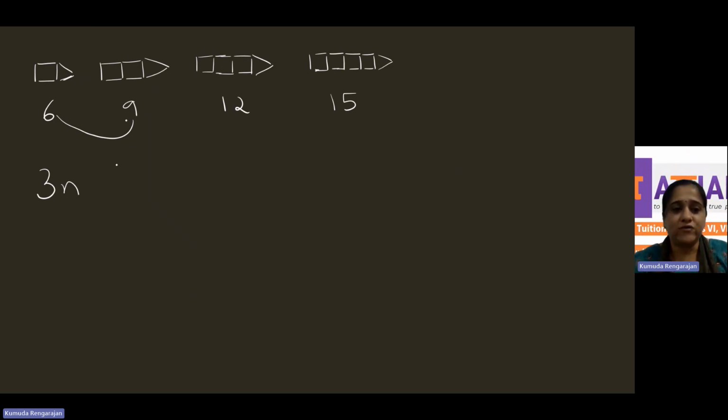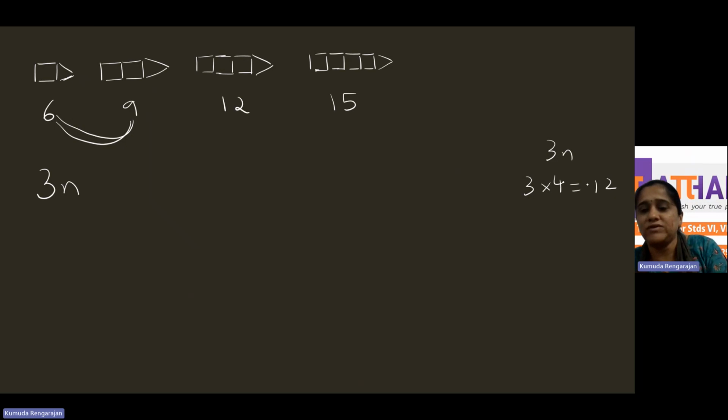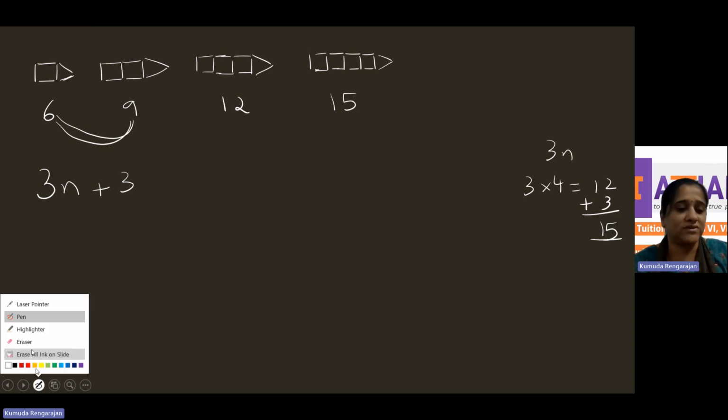Now, I said the difference is 3. Is that understood? Then 3n. Now you're taking n as what? Do that in the rough column. 3n. You're taking n as 4, right? So 3 into 4. What are you getting? 12. But what answer should you get? 15. So 12 plus what is 15? Plus 3 is 15. So then what is the rule? 3n plus 3 is the rule. That's all. It's as simple as this.